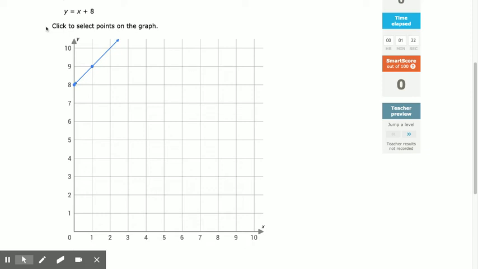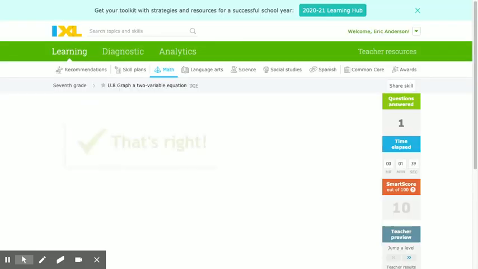Okay, and then that's it, right? And again, we can look at this. If x is 1, what's 1 plus 8? It's 9. That gives us the ordered pair 1, 9. When x is 2, 2 plus 8 is 10. So that would give us the ordered pair 2, 10. So that gives us the relationship between the two.